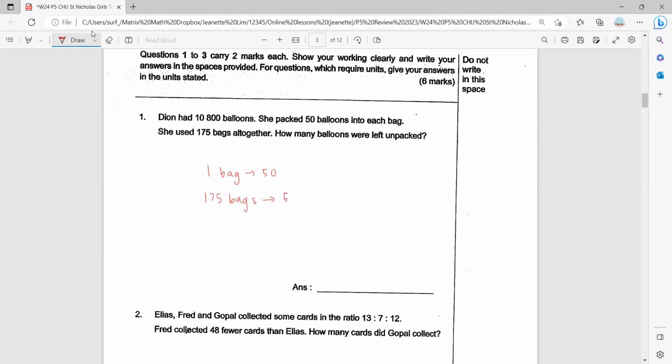So what we do is we take 50 times 175 to find out how many balloons she actually packed into the bags. So calculators allowed for this paper. You get 8750, but actually she had 10,800 at first. So we need to find what is left unpacked. So we minus. Okay, so total at first minus what is being packed. This will give us 2,050.